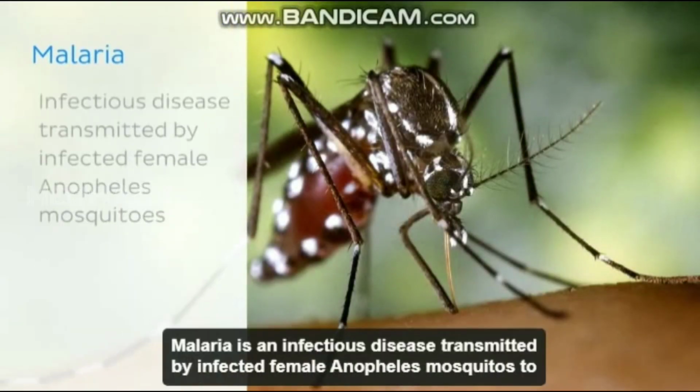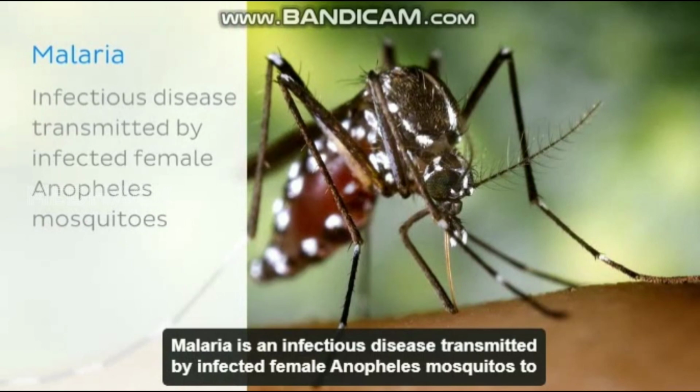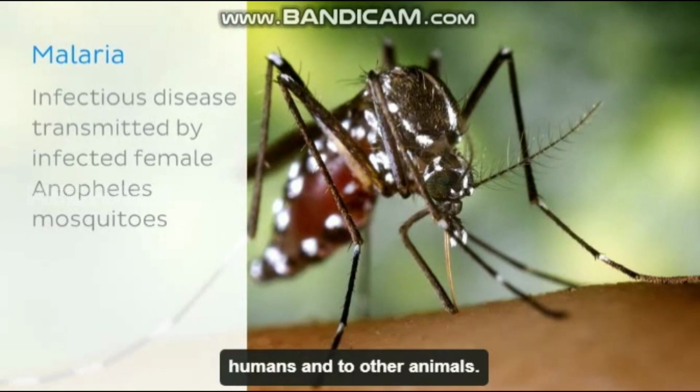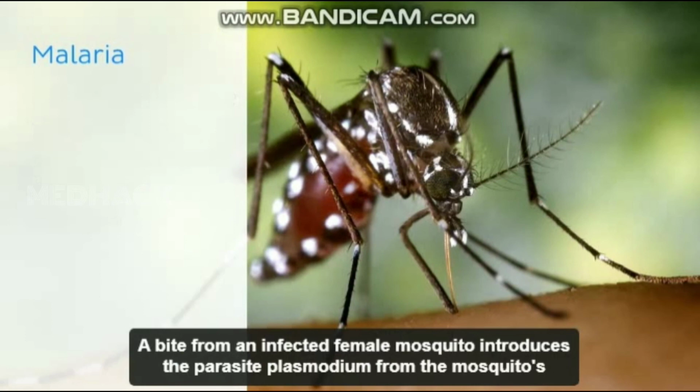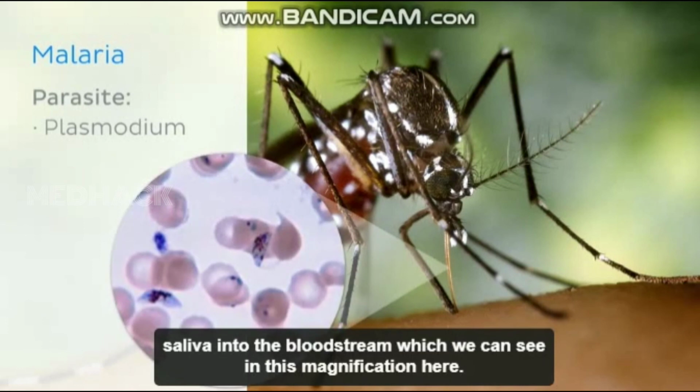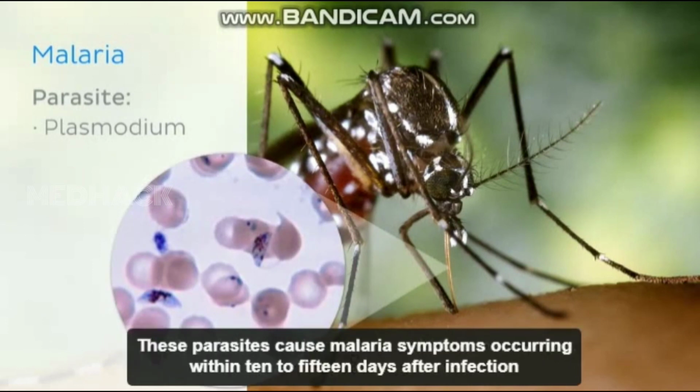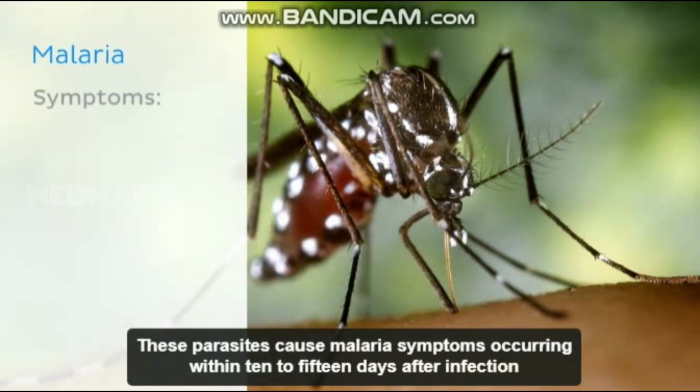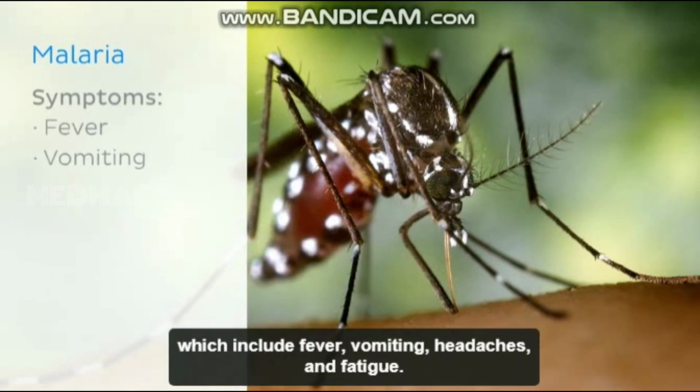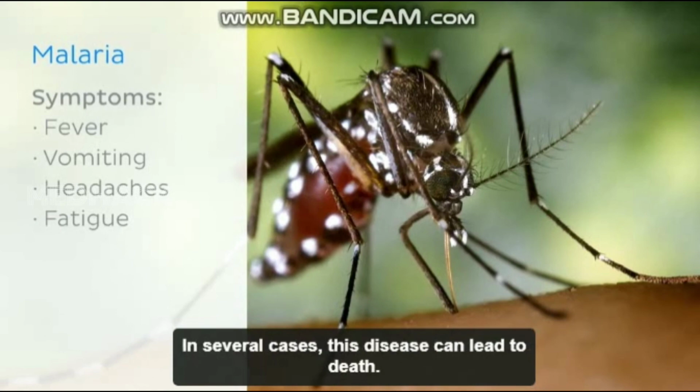Malaria is an infectious disease transmitted by infected female Anopheles mosquitoes to humans and to other animals. A bite from an infected female mosquito introduces the parasite Plasmodium from the mosquito's saliva into the bloodstream, which we can see in this magnification here. These parasites cause malaria symptoms, occurring within 10 to 15 days after infection, which include fever, vomiting, headaches, and fatigue. In several cases, this disease can lead to death.